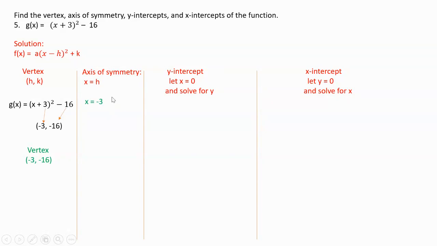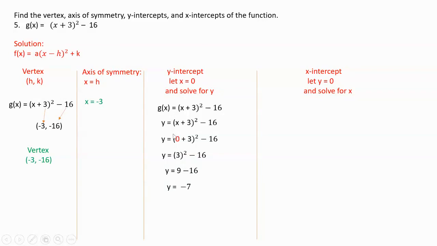Okay, again, that's a vertex, so this is my axial symmetry. Now, to find the y-intercept, we're going to let x equal 0. So if we plug in, g of x is also the same thing as y. So I'm going to plug in 0 for x. It's going to give us a 3. 3 squared will give us 9. 9 minus 16 will give us -7.